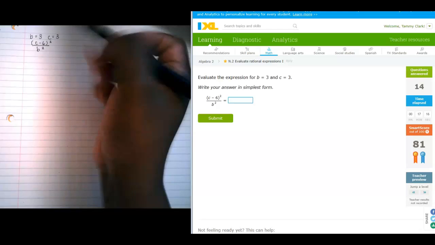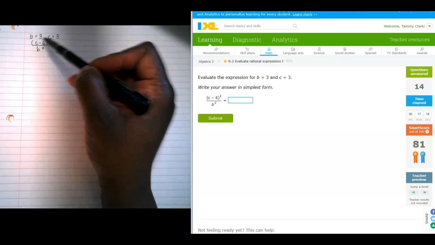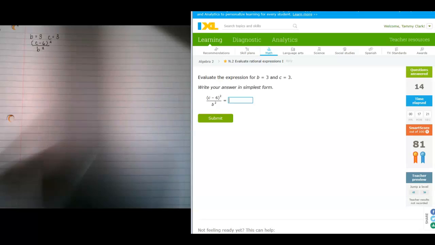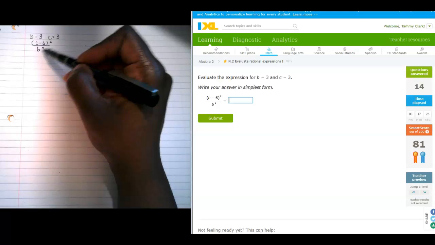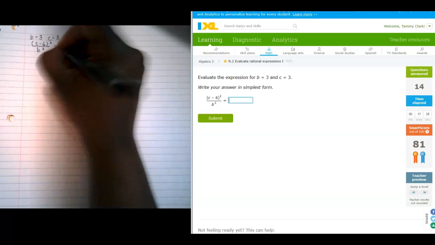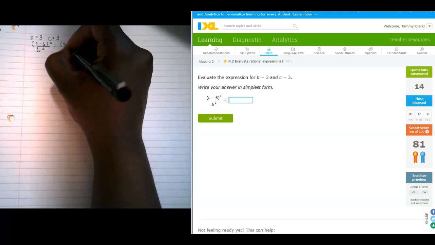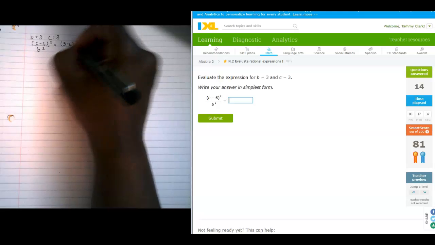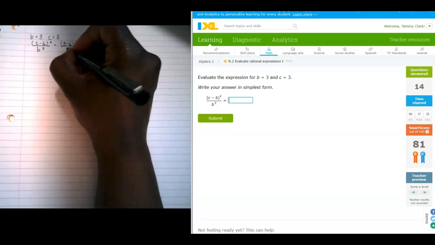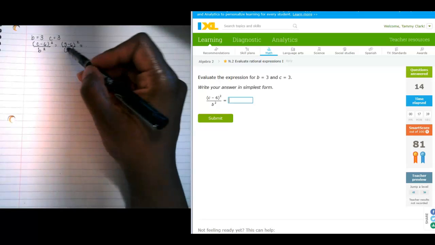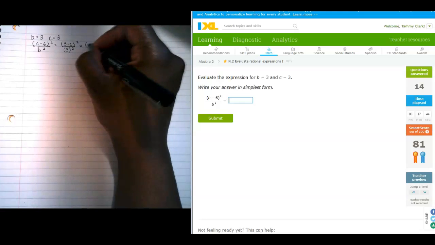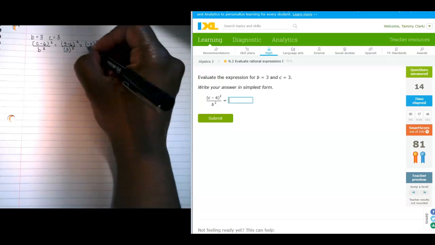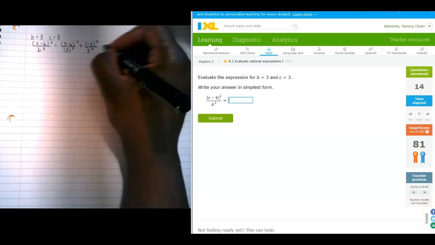All right, so we've got b is equal to 3. C is also equal to 3. We've got c minus 6 squared divided by b squared. So c is 3 minus 6. I'm going to square that result. B is 3, and we're going to square that result. So 3 minus 6, because PEMDAS says do parentheses first, is negative 3. We're going to square that result, and we still have 3 squared on the bottom.